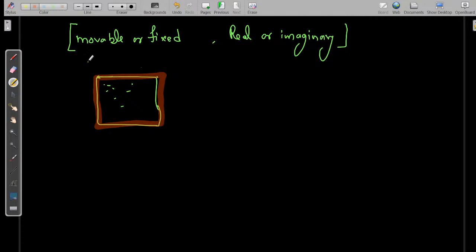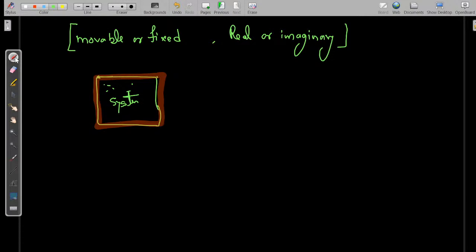So everything beyond this classroom is my surrounding. The whole universe except my system is my surrounding. Okay, this is my system, and everything except this system is my surrounding.